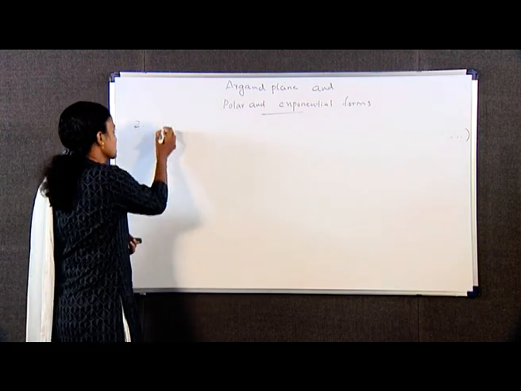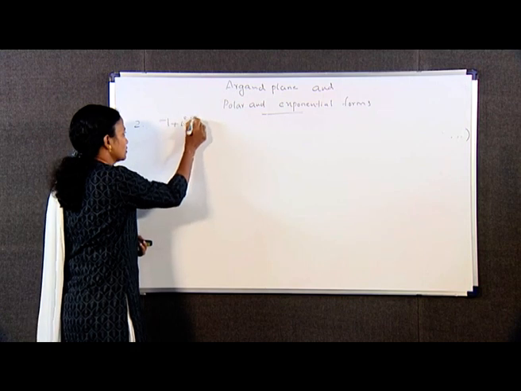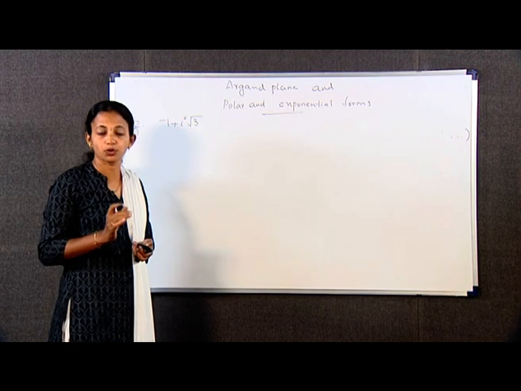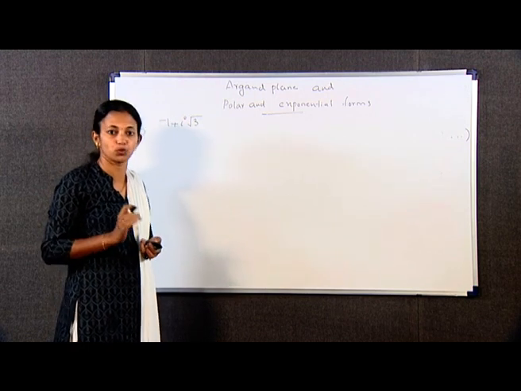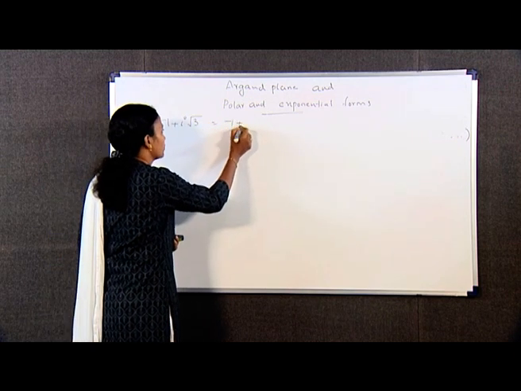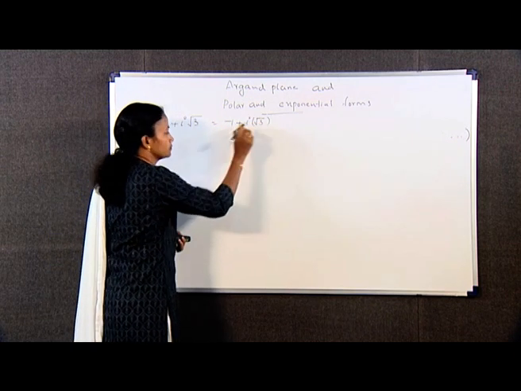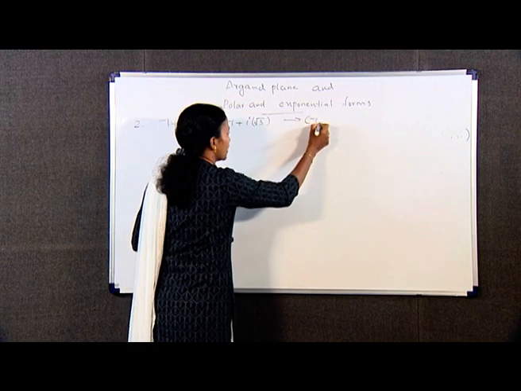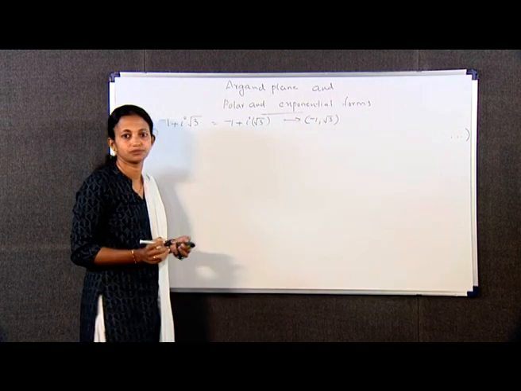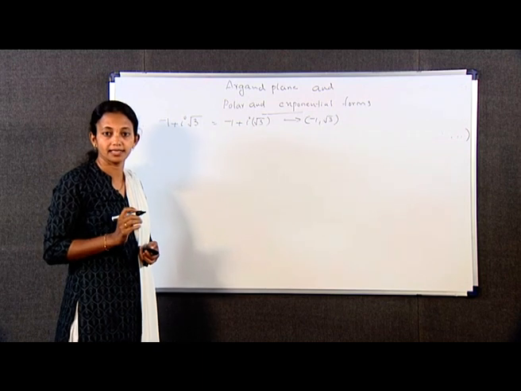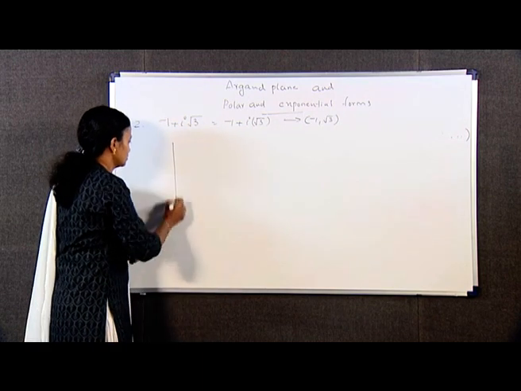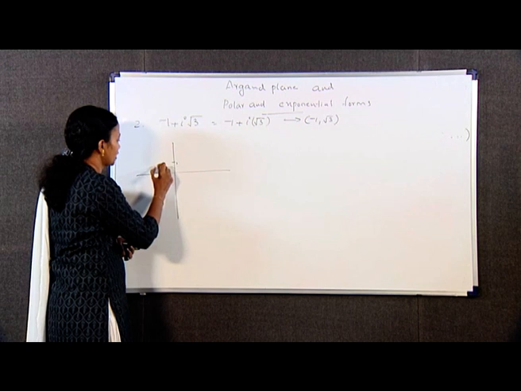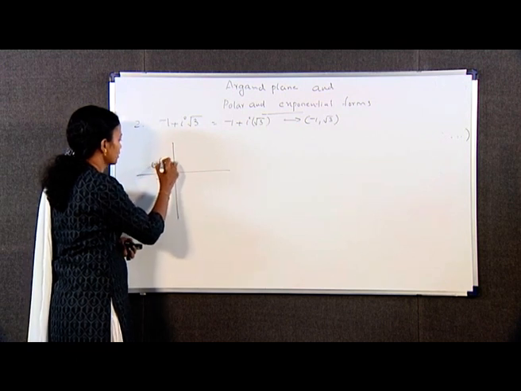That is minus 1 plus i root 3. Note that minus 1 plus i root 3 is equal to minus 1 plus i into root 3. This corresponds to the point (minus 1, root 3), which lies in the second quadrant. Here we have minus 1, here we have root 3.